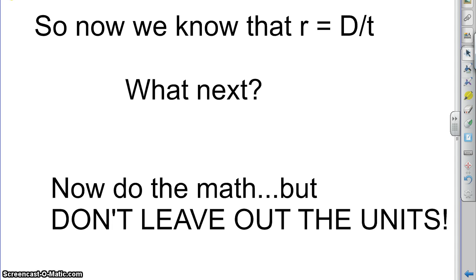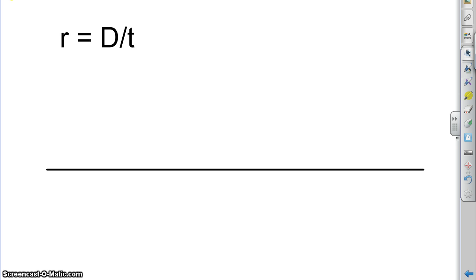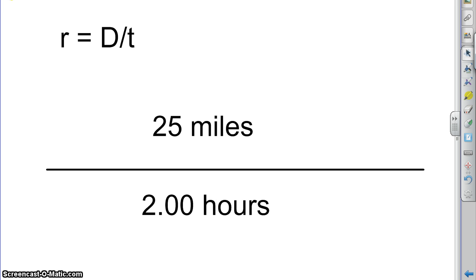Well, what's next is we're going to do the math, but when you do the math, you cannot leave out the units. This is one of the primary differences between this class and a lot of the classes you've taken in the past, is that you probably don't focus too much on units when you're doing math, but we really need to be careful. So we have r equals d divided by t, so let's plug in what we know. We know that we have 25 miles is our d, so we plug that in on the top of our chart, and we knew that the time was 2.00 hours, so we plug that in on the bottom of our chart, and then just like before, anything on the top of the chart we're going to multiply, anything on the bottom we're going to divide.